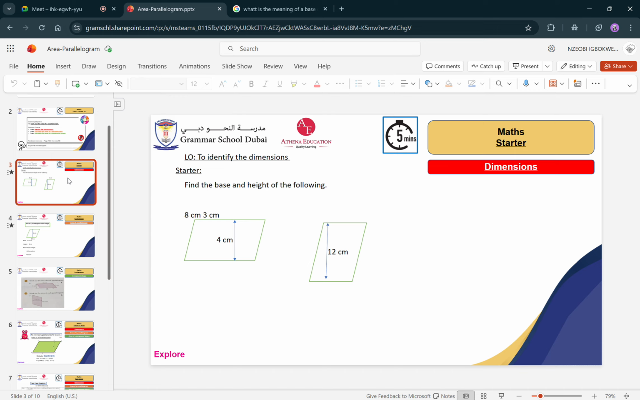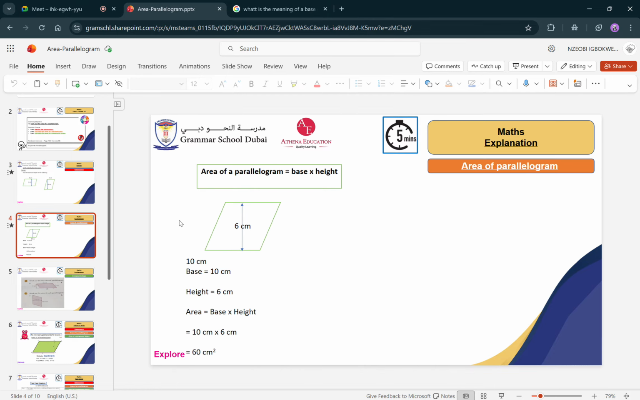Okay, so now go to the next. You've answered that question. They say find the base and the height. So the base is 8 and the height is 4 for the first one. The base is 3 and the height is 12 for the second one. Now let's go to the next slide. What's the next slide saying? Area of a parallelogram, base times height. So draw the parallelogram and find the area. First of all, you identify the base and height the way they did, then find the area.